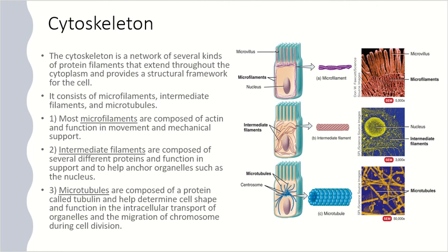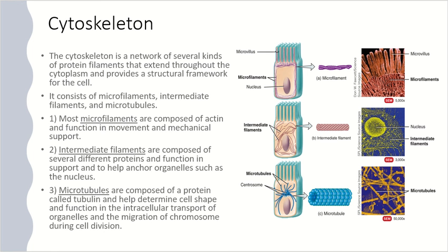That brings us then to the cytoskeleton. This is going to be a network of several kinds of protein filaments that are going to extend throughout the cytoplasm and are going to help to provide a structural framework for our cell here. It's going to consist of microfilaments, intermediate filaments, and microtubules. So for starters, we've got our microfilaments. Most of these are going to be composed of actin and are going to function in movement and mechanical support.